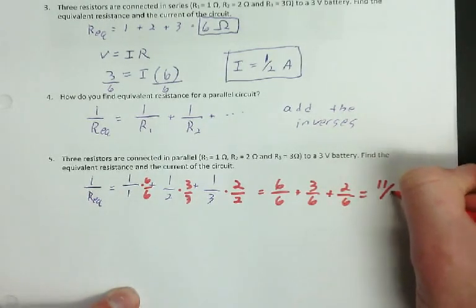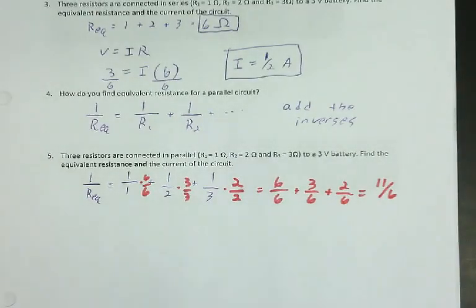And you're saying to yourself, Mr. B, you said fractions were going to be better. This is not better. 11 sixths is not better. I don't like 11 sixths. Here's why it's better.